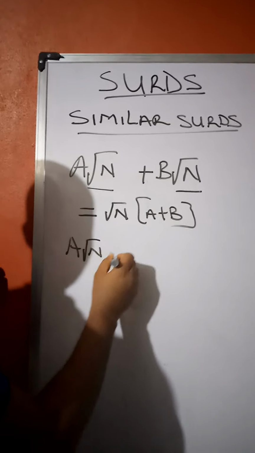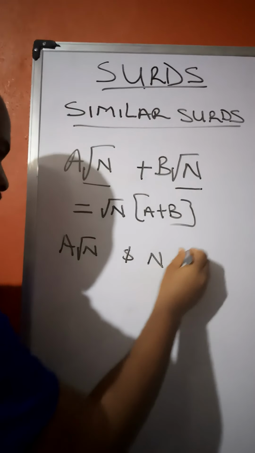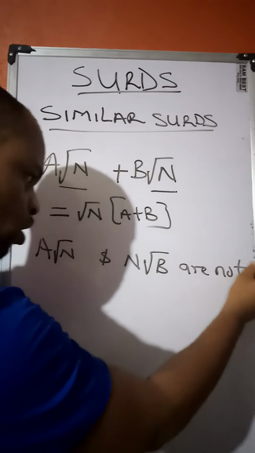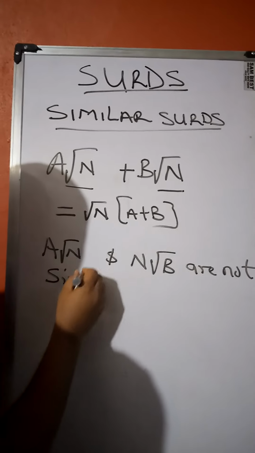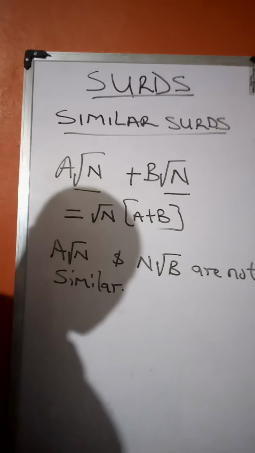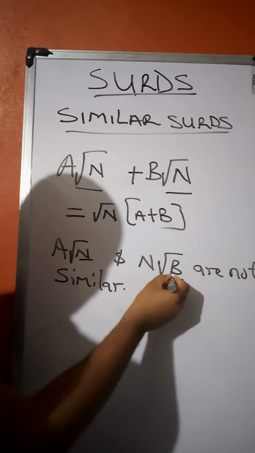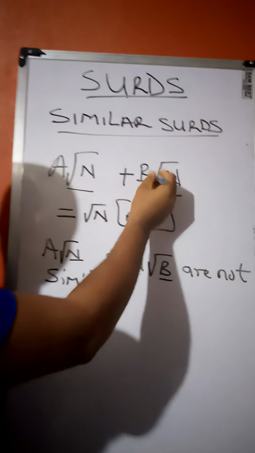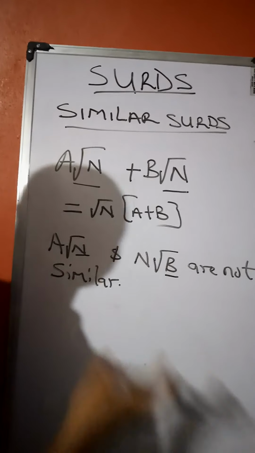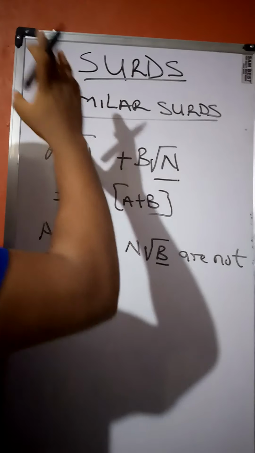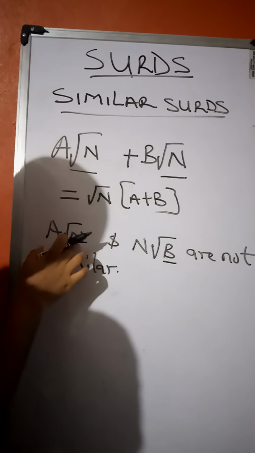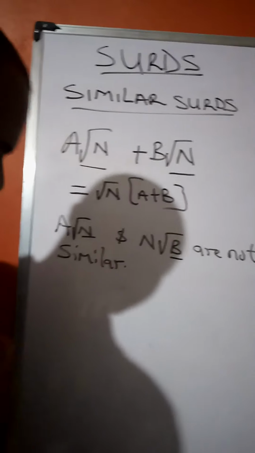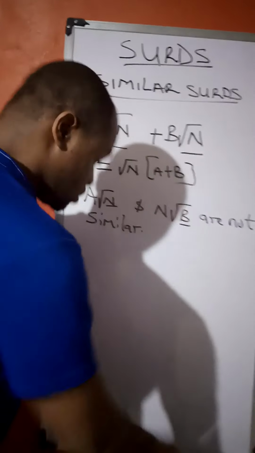a root n and n root b are not similar. Why are they not similar? Because n and b are 2 different integers. Look at this first one: n is inside the root in both, so they are similar because you have the same integers inside the root. But for this one, n is inside the root, while here we have b inside the root. They are not similar. Alright, let's take some examples in surds.